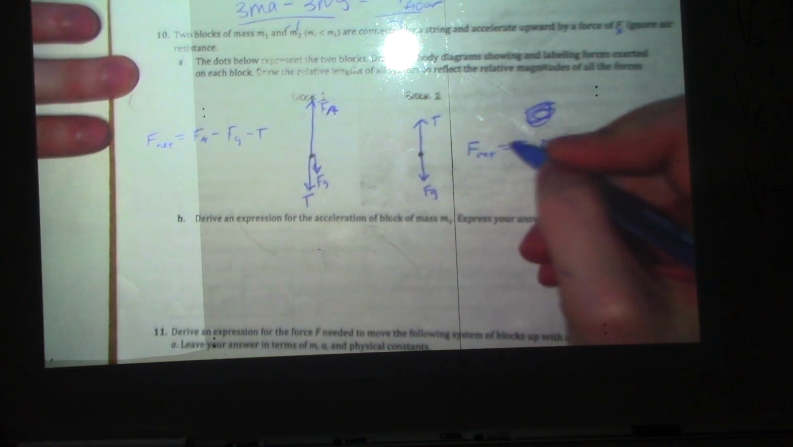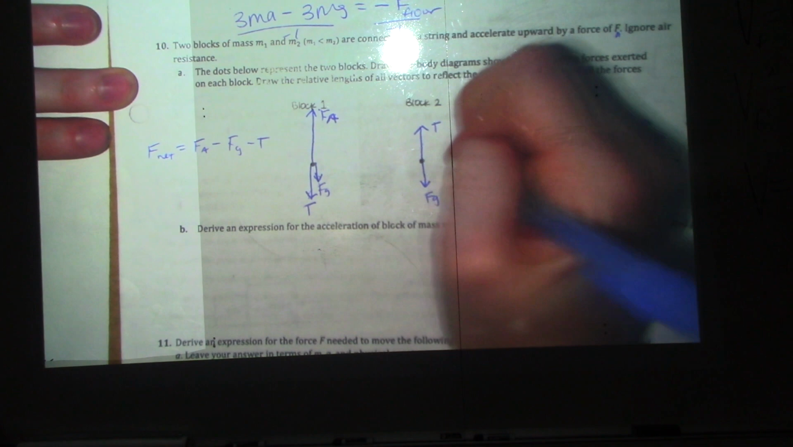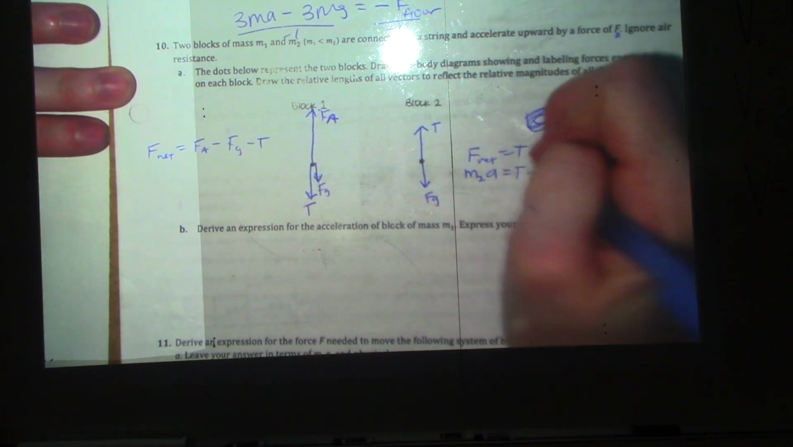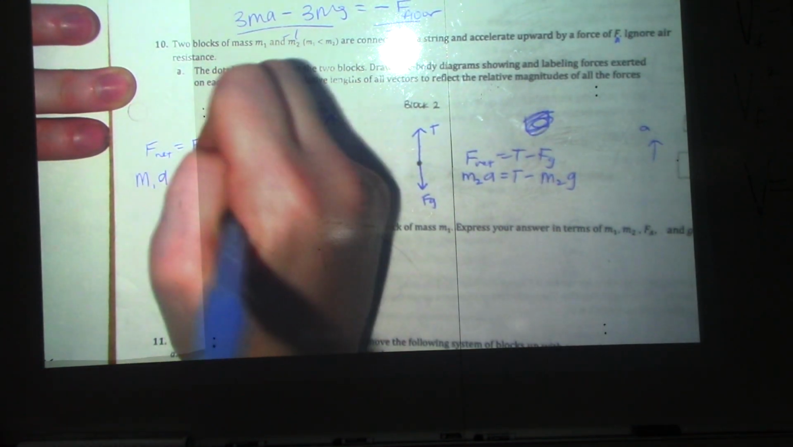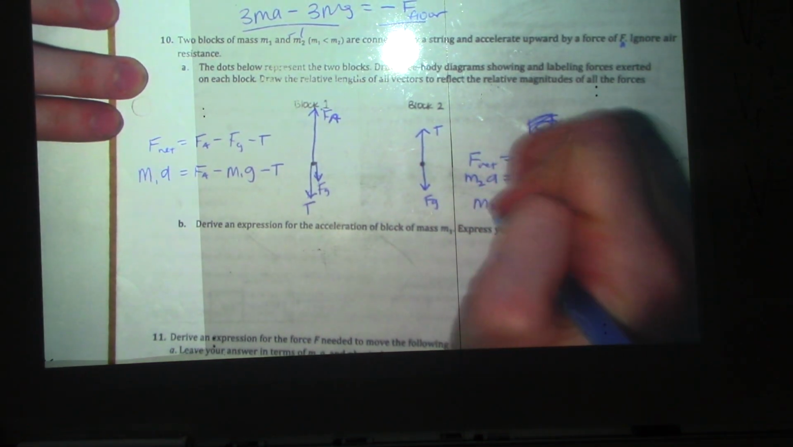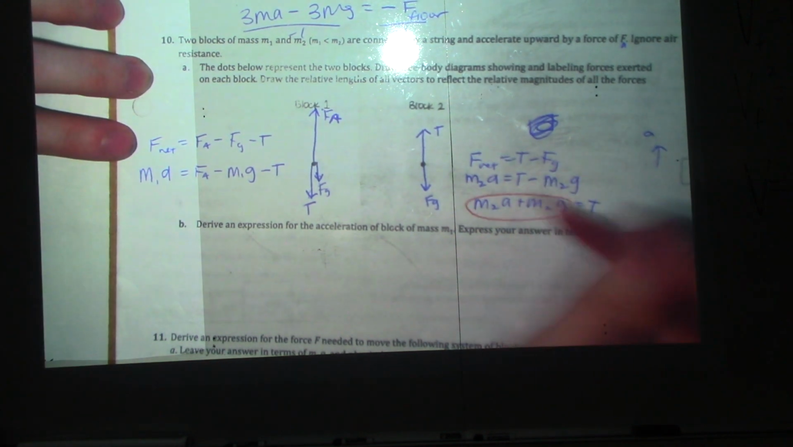Now I replace F net with mass times acceleration. This one was M2, right? My mass is not M, it's called M2 here. So tension minus M2g equals M2a. And for the other, M1a equals Fa minus M1g minus tension. Get tension by itself, that's M2a plus M2g. Now I can substitute this in.